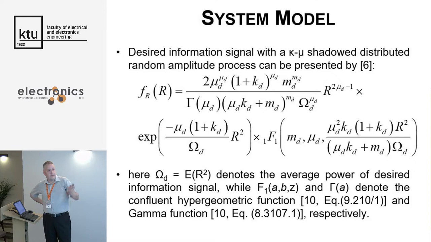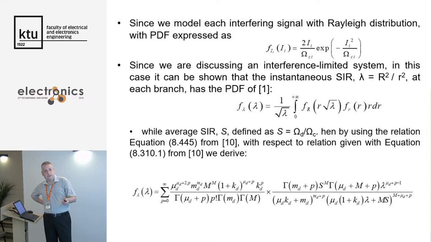And this is the first model. This is the model of the desired signal, written in terms of these parameters, which express the physical nature of the transmission. Also, this is how the interference is modeled. This is the signal to interference ratio, and then we have calculated its probability density function in a closed form expression.